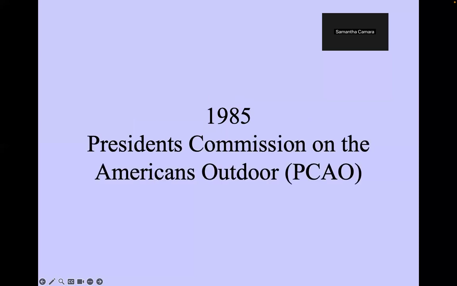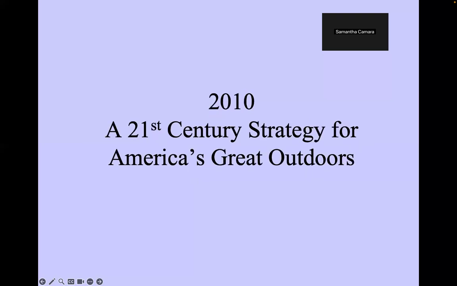In 1965, there was the PCAO formed, the President's Commission on the American Outdoors, and it was focusing on outdoor areas. Let's discuss more on this. In 2010, a 21st Century Strategy for America's Great Outdoors was formed.